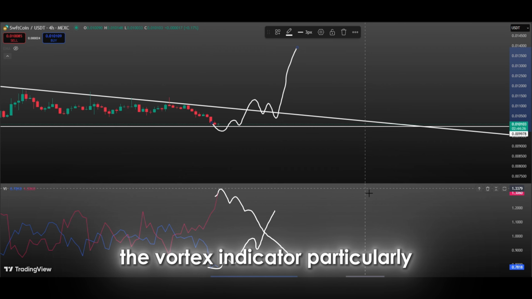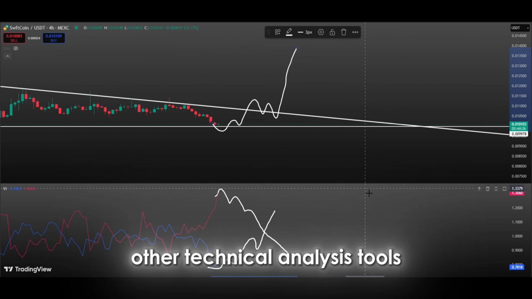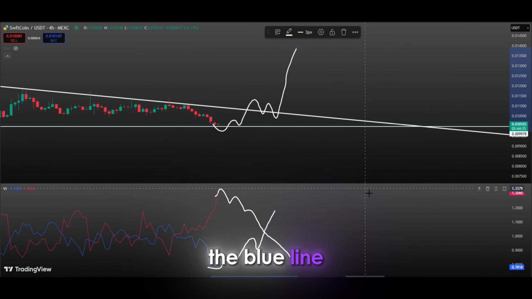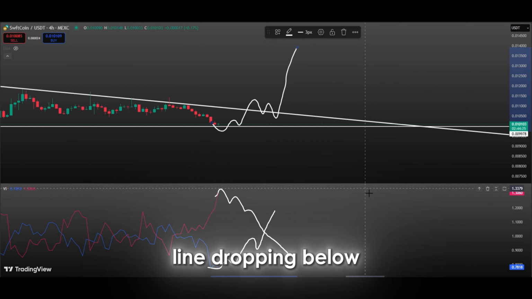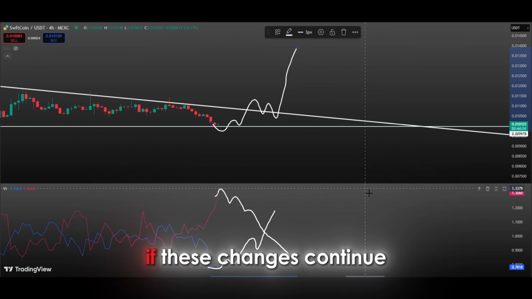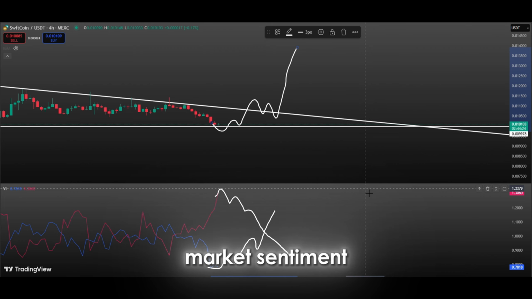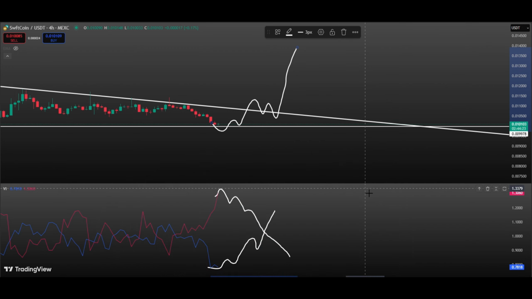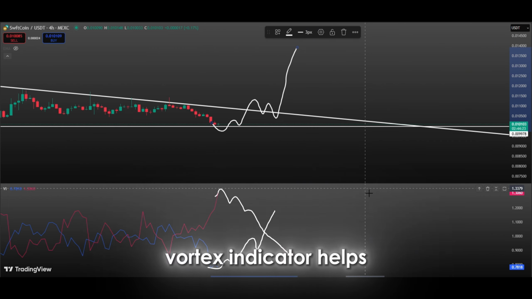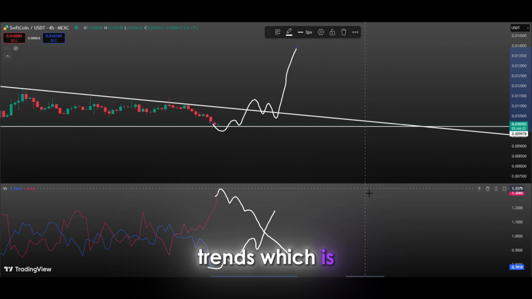The Vortex indicator, particularly when combined with other technical analysis tools, can be very effective in clearly determining the market's direction. The blue line being on top signals the beginning of a strong buying trend, while the red line dropping below indicates that sellers' control is weakening and prices are beginning to rise rapidly. If these changes continue, it could mean that the positive market sentiment and strong buying power will drive prices even higher. Moreover, as the blue line crosses above the red line, investors will gain more confidence, and buying pressure in the market will increase. Looking at the Vortex indicator helps us identify trends, which is why it is a useful tool.